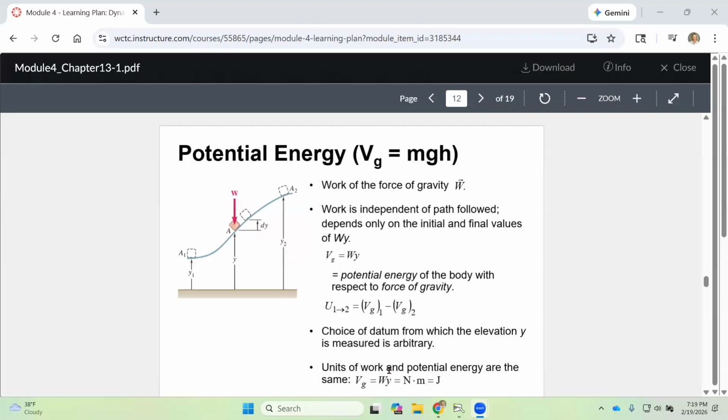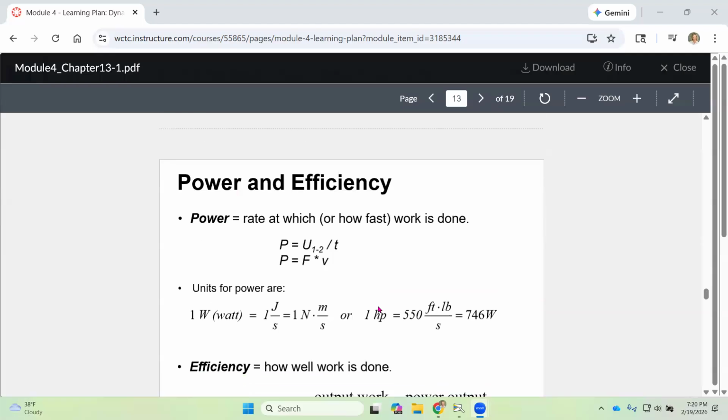Okay. Now, choice of the datum from which the elevation y is measured is going to be something that you determine as the overseer of the problem, if you would. We're going to be setting a datum or a baseline, if you would, where our numbers are going to be referenced from. And then throughout the problem, that remains kind of that base where we continue to go back to. And we're going to do that in the problem that we work illustrating the conservation of energy.